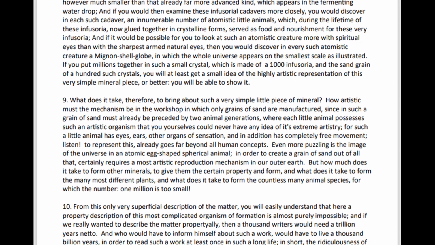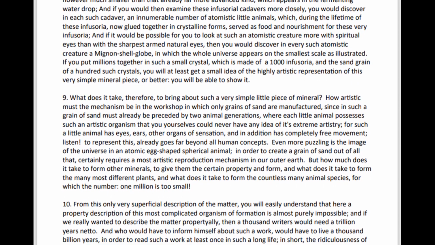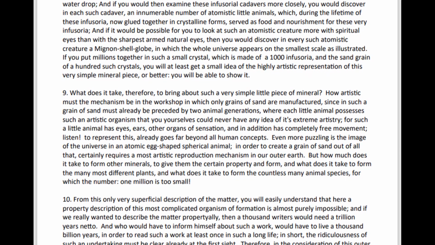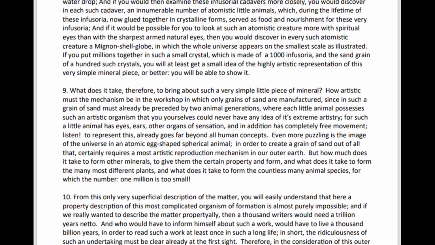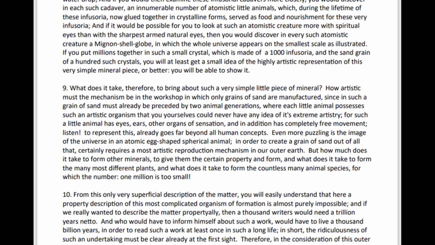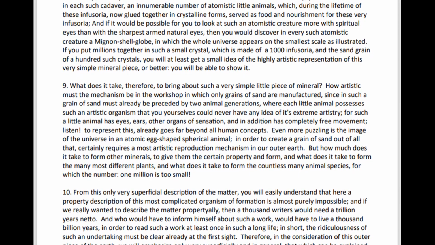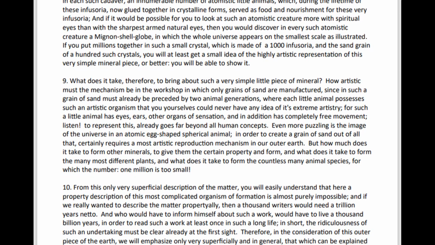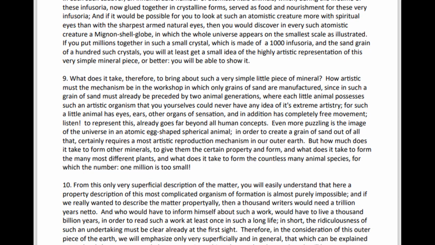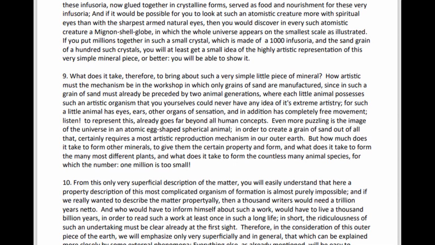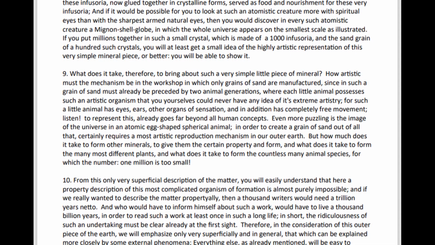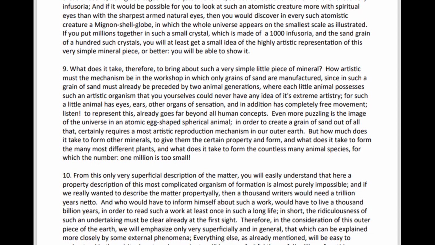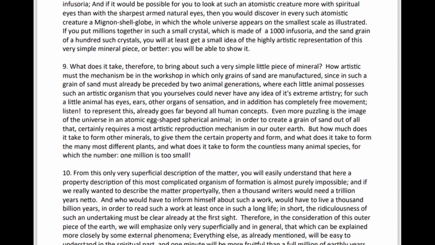Even more puzzling is the image of the universe in an atomic egg-shaped spherical animal. In order to create a grain of sand out of all that certainly requires a most artistic reproduction mechanism in our outer earth. But how much does it take to form other minerals, to give them the certain property and form? And what does it take to form the many most different plants? And what does it take to form the countless many animal species, for which the number 1 million is too small?